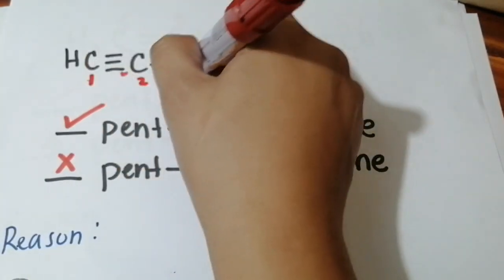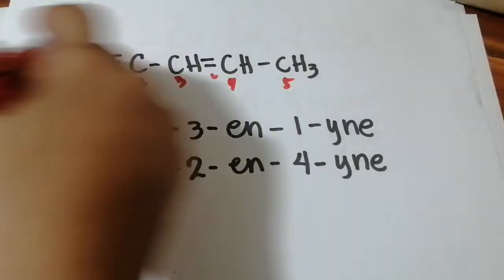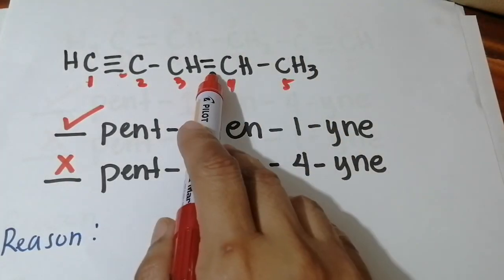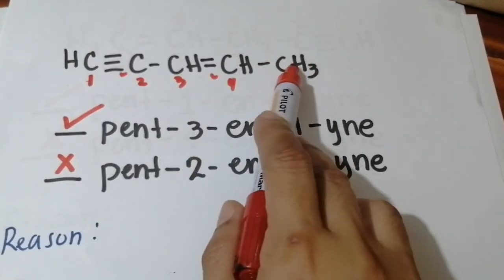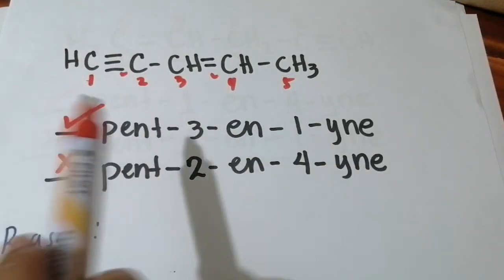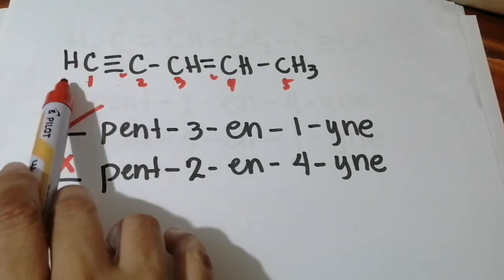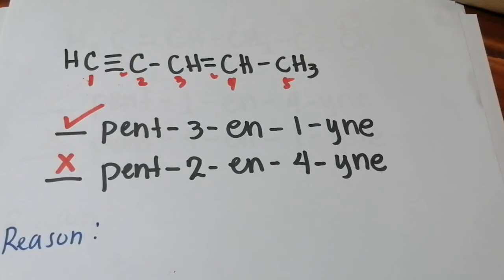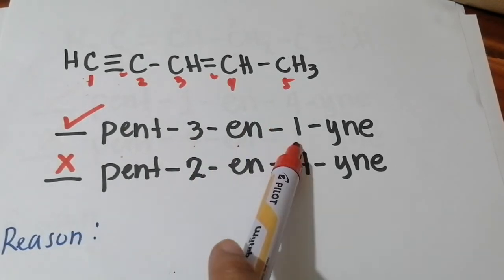1, 2, 3, 4, 5, not from here to there. Because when we start counting from the other side, the double bond is located on the second carbon, which is farther from the first carbon. That's the reason we start counting from this side, because the triple bond is nearer to the carbon where we start counting. That's why the answer here is pent-3-en-1-yne.